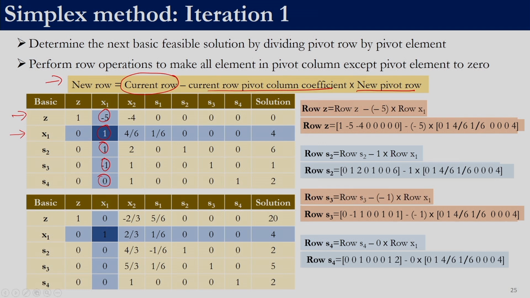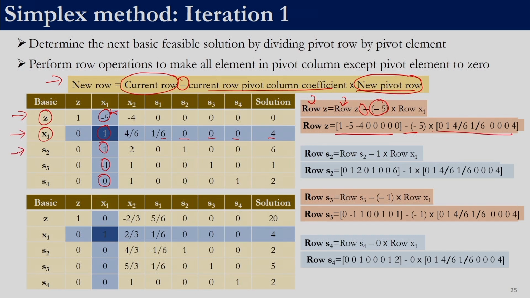Let us see how to do it for the first row. The new row corresponding to Z is the old row corresponding to Z, which is 1, minus 5, minus 4, 0, 0, 0, 0, 0. That is what is written over here, minus the pivot column coefficient. We are operating on this row, and for this row the pivot column coefficient is minus 5. So, we write that minus 5 over here multiplied by the new pivot row. In our case the new pivot row is the row corresponding to x1, with elements 0, 1, 4 by 6, 1 by 6, 0, 0, 0 and 4. That is what we have written over here.